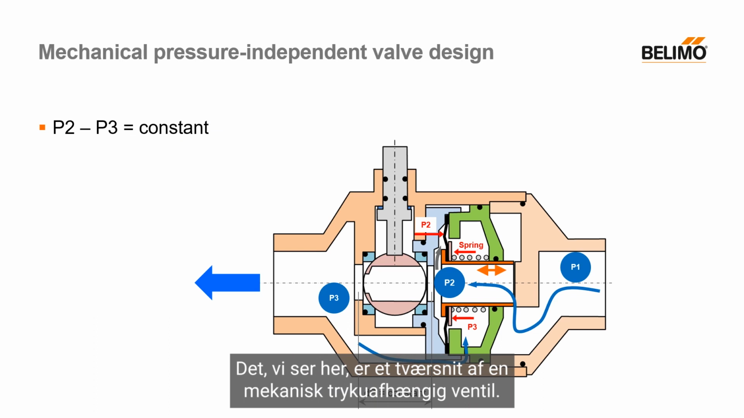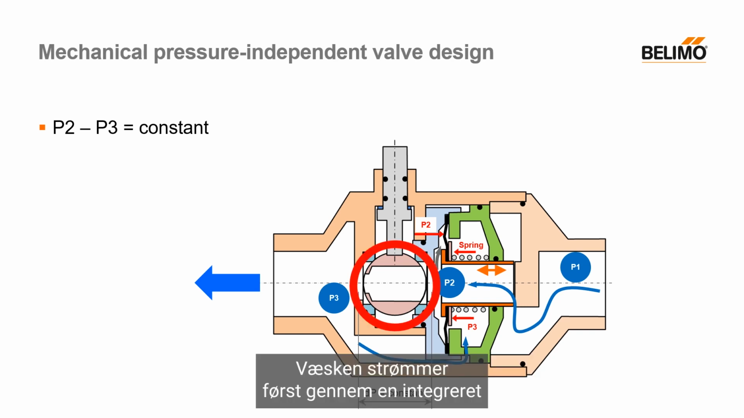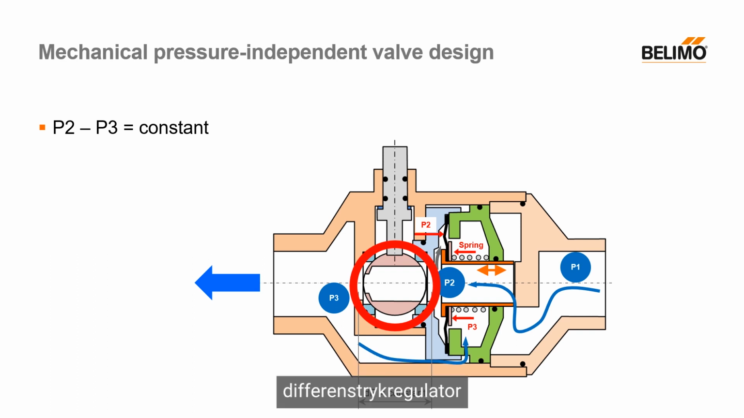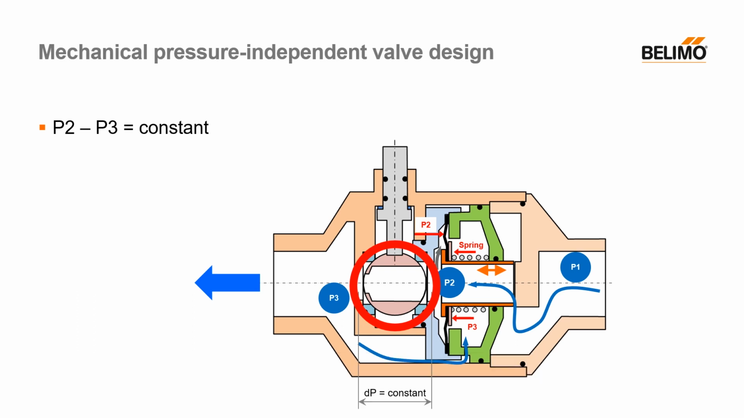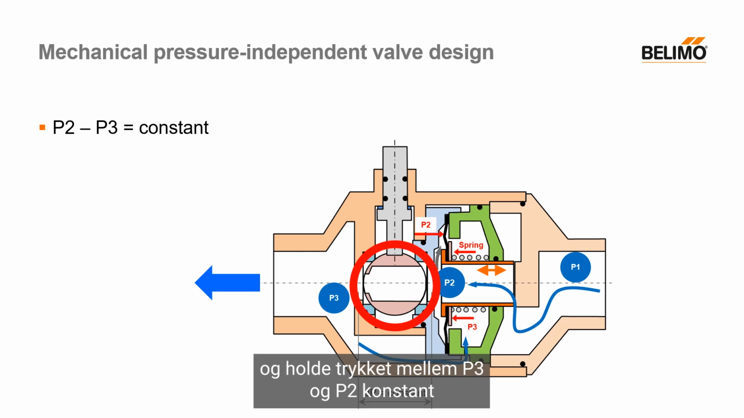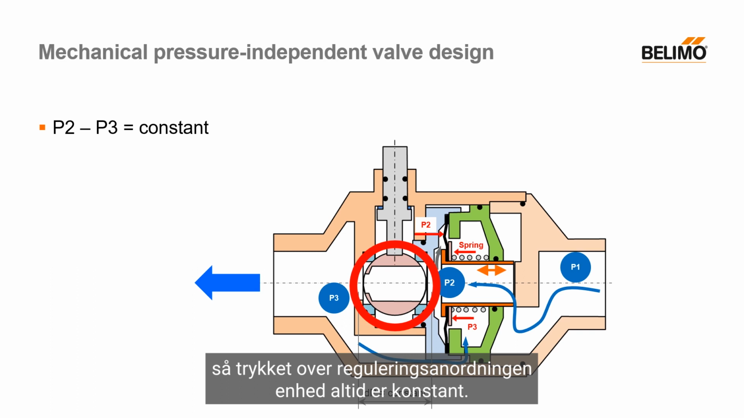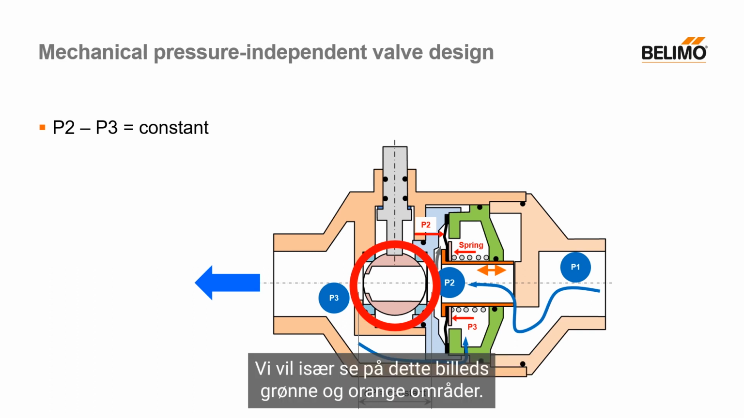What we see here is a cross-section of a mechanical pressure-independent valve. Regardless of the valve manufacturer, the basic design is almost identical. The fluid flows first through an integrated differential pressure controller and then through the regulating device, which I marked with a red circle. The differential pressure controller aims to reduce excessive supply pressure and keep the pressure between P3 and P2 constant, so that the pressure across the regulating device is always constant. How does this work in detail? In particular, we will look at this picture's green and orange areas.